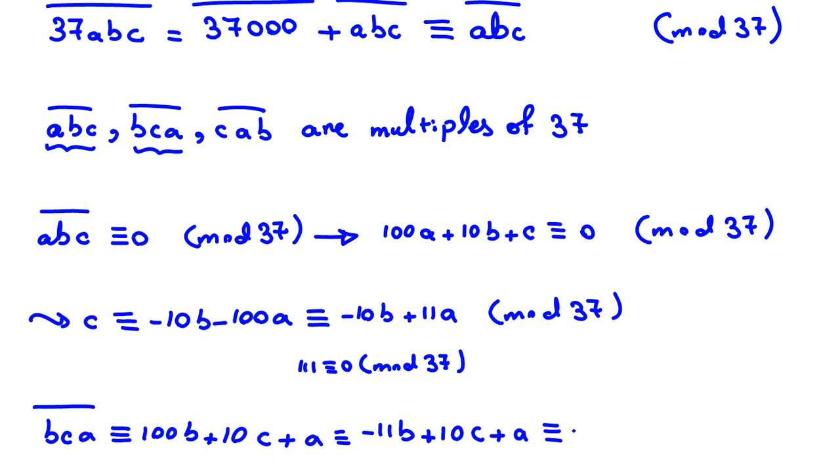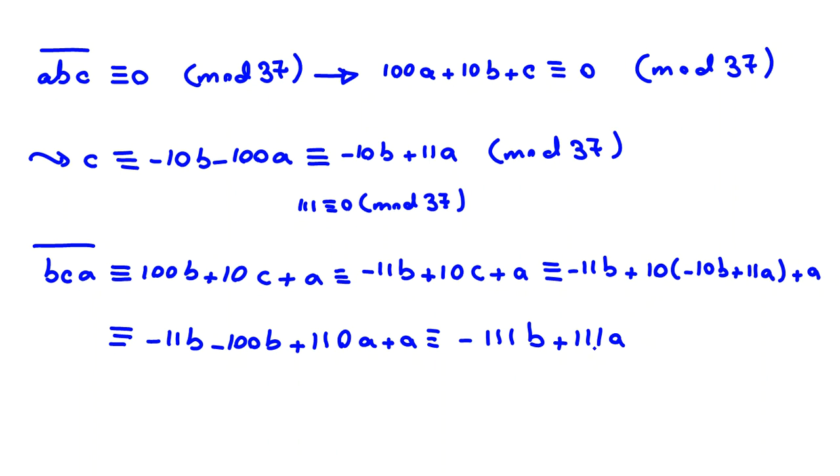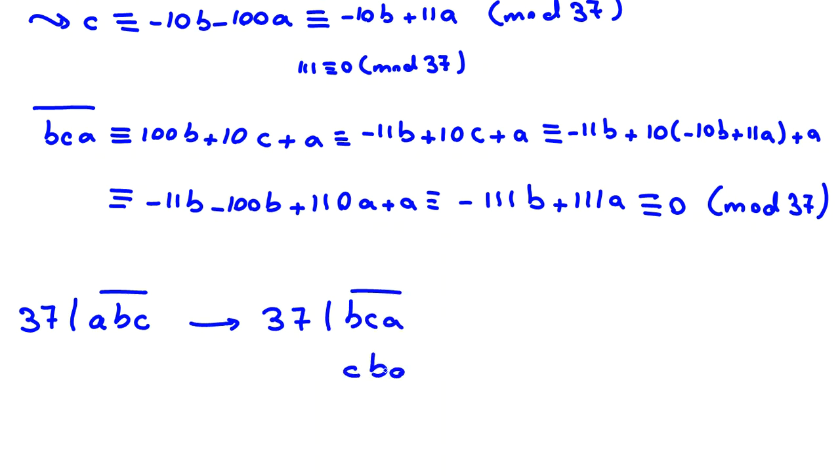C is negative 10B plus 11A. So negative 11B plus 10 times negative 10B plus 11A, plus A. If you simplify, it will be negative 11B minus 100B plus 110A plus A, which is negative 111B plus 111A. So 111 is a multiple of 37, both of them are multiples of 37, so it will be a multiple of 37. So we proved that when 37 divides ABC, then 37 divides BCA and CAB.